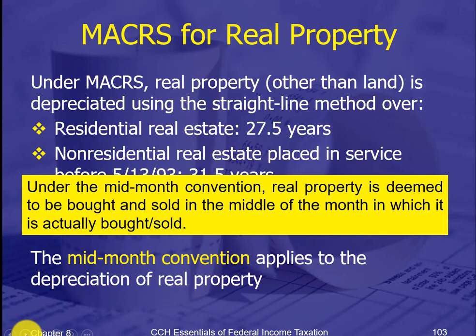Okay, so it's always deemed bought and sold in the middle of the month in which it was bought and sold. So January, if it's bought any day in January, we calculate depreciation as if it was bought on January 15th. Okay, so really you can never have a real property that was bought at the first of the year, per se, for a whole year. If it's bought on January 1, it really is assumed to be bought on January 15th.